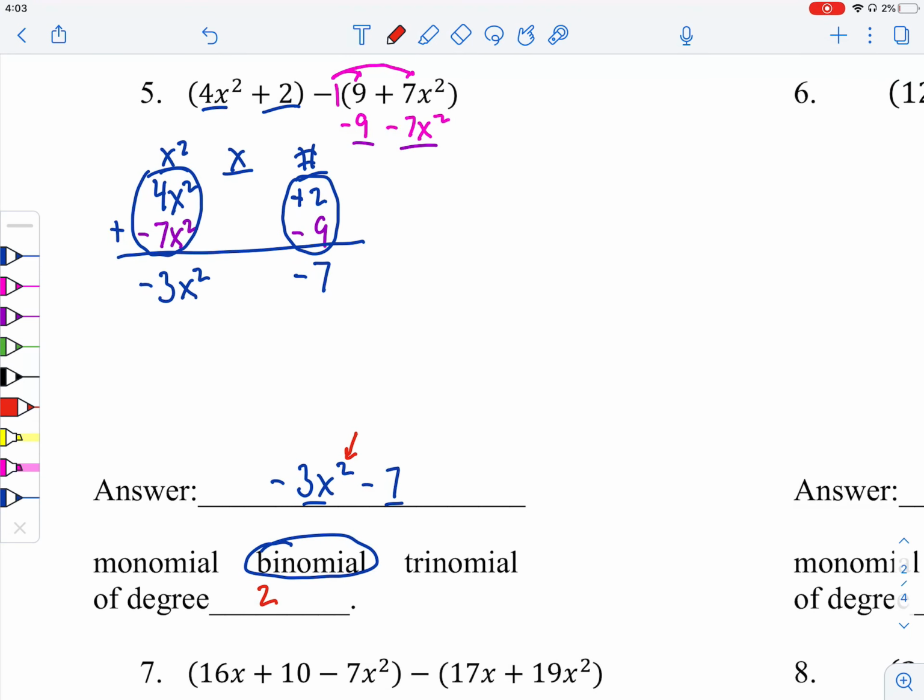Yeah, that's it. So the only difference between addition and subtraction: first, we distribute the negative 1, right? Get it there. And then we line them up vertically, x squareds, x's, and numbers. And that's our answer. We just add them vertically, and that's it. We identify how many terms it has, what's the highest power. We get binomial, degree 2 for this one.